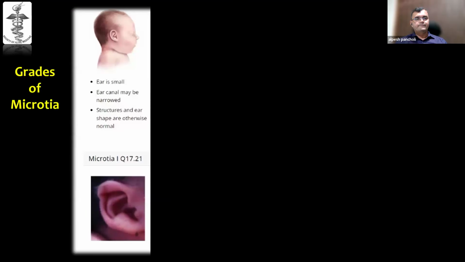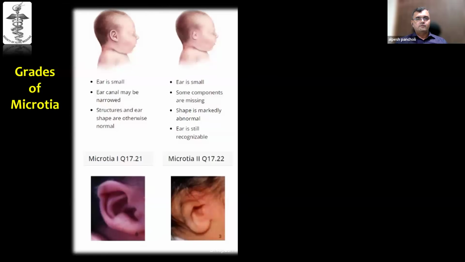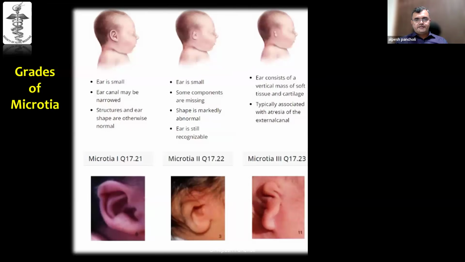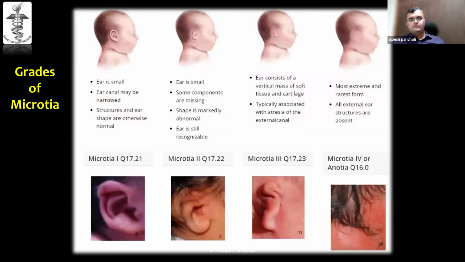conductive hearing loss. Coming to grades of microtia, in grade 1, the ear size is small, the external canal may be narrow, but the structure and ear shape morphology is otherwise normal. In grade 2, the ear is small, some components of the pinna are missing, the shape is abnormal, but we can still make out it is an ear. In grade 3, there is only a small tissue in the region of the ear, also known as peanut ear, and it is typically associated with atresia of the external auditory canal. And grade 4 is the most extreme and rarest form. It is also known as anotia.